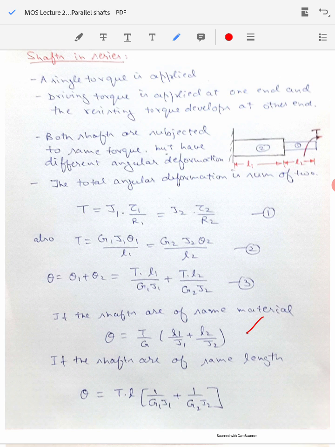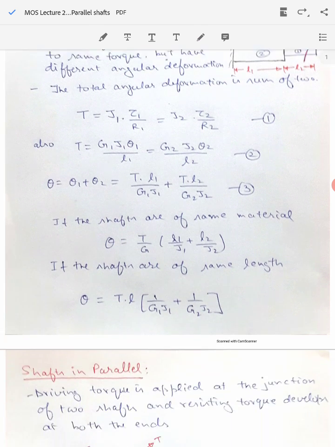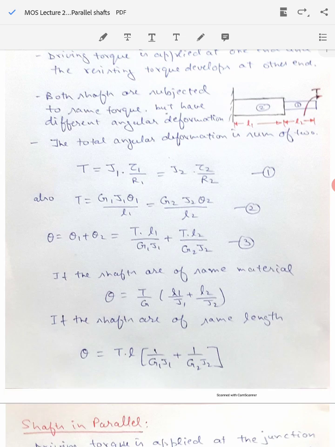In case they are made up of different material but are of the same length, again T and L are the same, so from equation 3 you can bring out T and L outside, and what is left in the parenthesis will be 1 by G1 J1 plus 1 by G2 J2. So this is the case of series shaft.